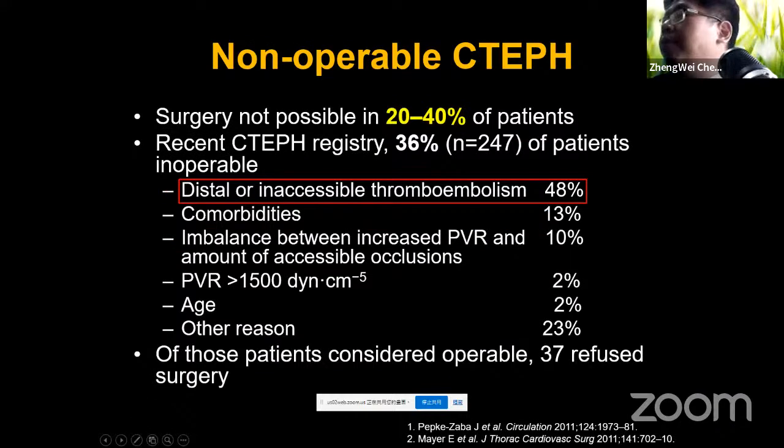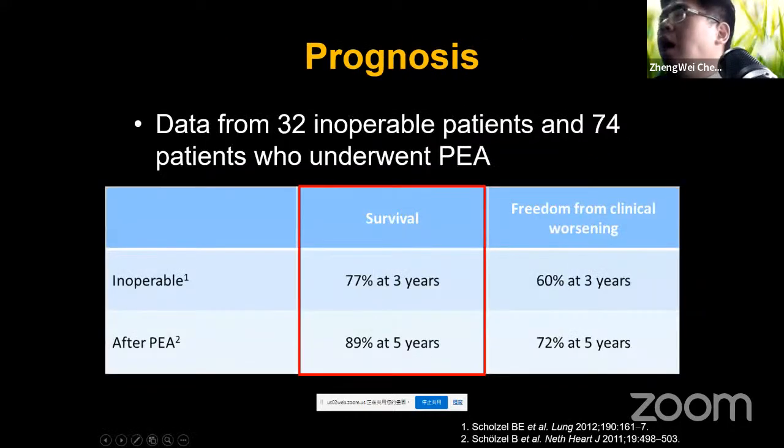According to previous studies, non-operable CTEPH accounted for around 20 to 40% of patients. The most common reason is distal or inaccessible thromboembolism, in around half of CTEPH patients. Although some selection bias may exist, it seems that CTEPH patients receiving PEA have better survival outcomes and more freedom from clinical worsening than inoperable patients.